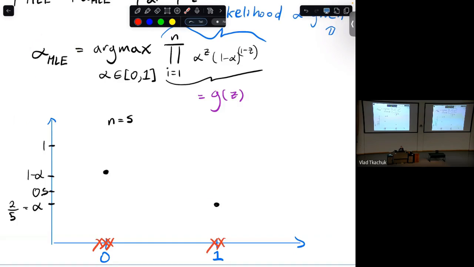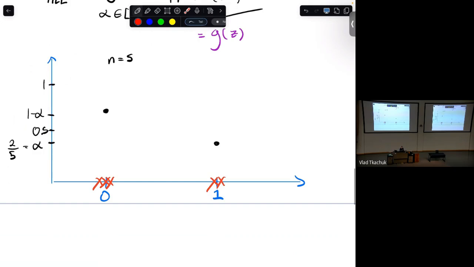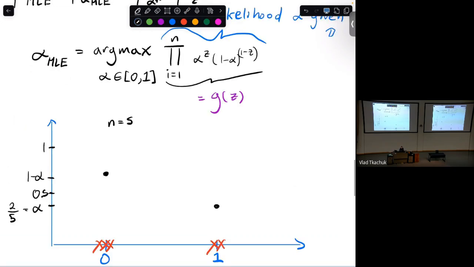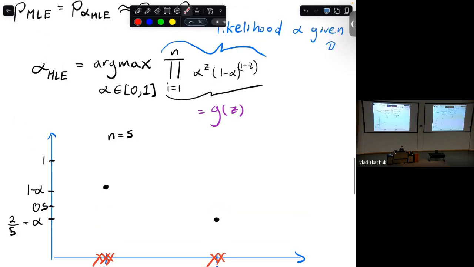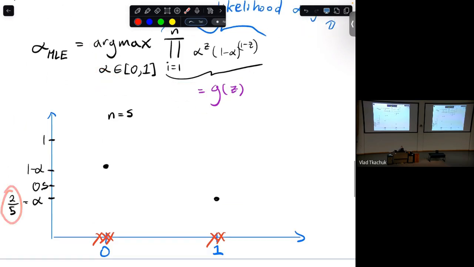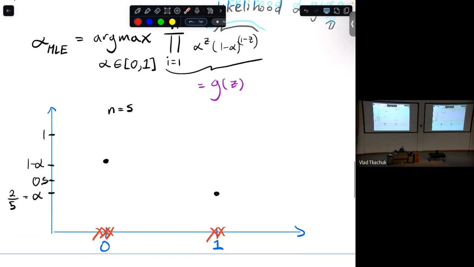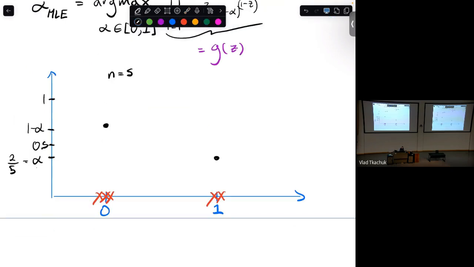And I think this might be on your assignment to do this calculation or something like this. I don't know. Or maybe it's an example in the notes. But hopefully that checks out, that this makes complete sense. It's going to turn out that if you do this optimization, the alpha that makes this quantity the largest will be 2 over 5. And that should make some intuitive sense. Okay, so this indeed will actually be alpha MLE.